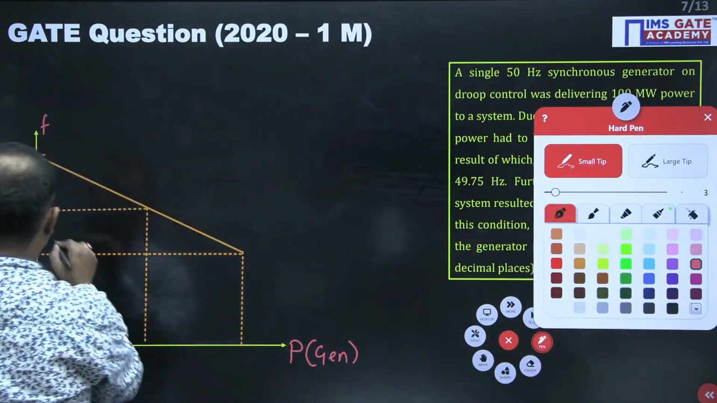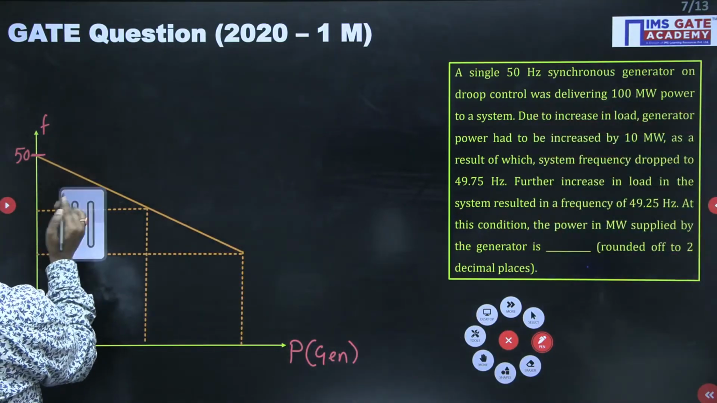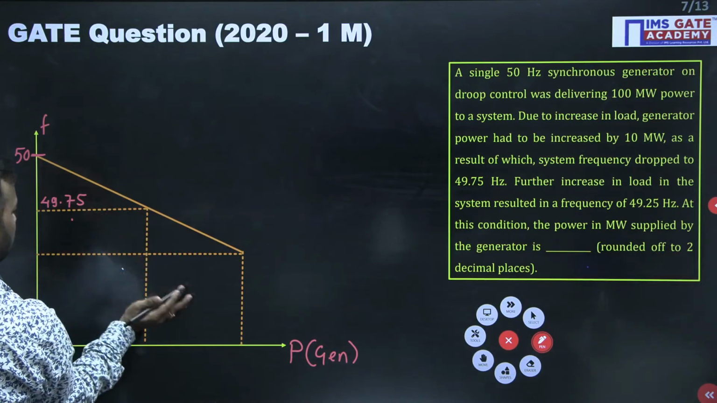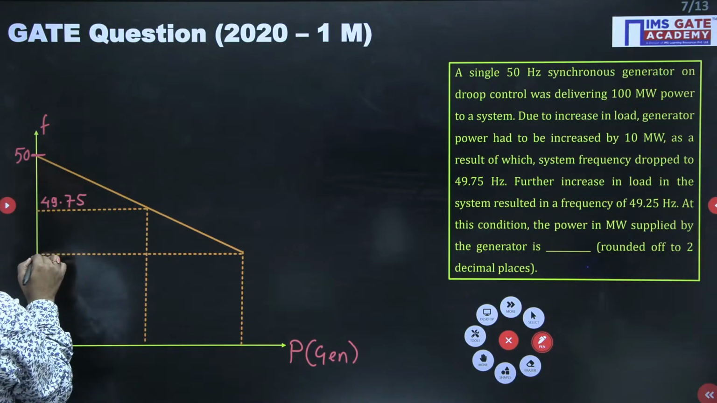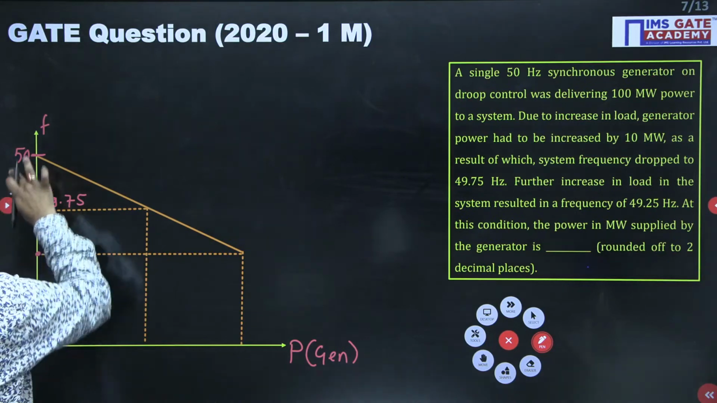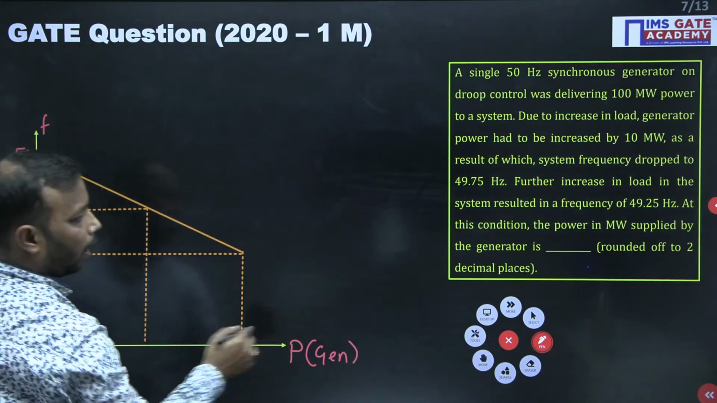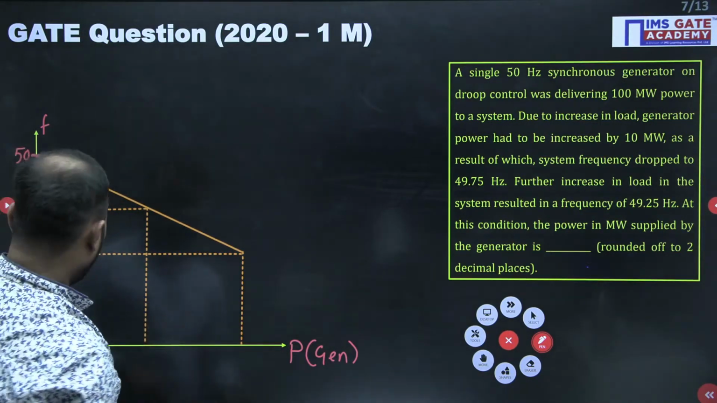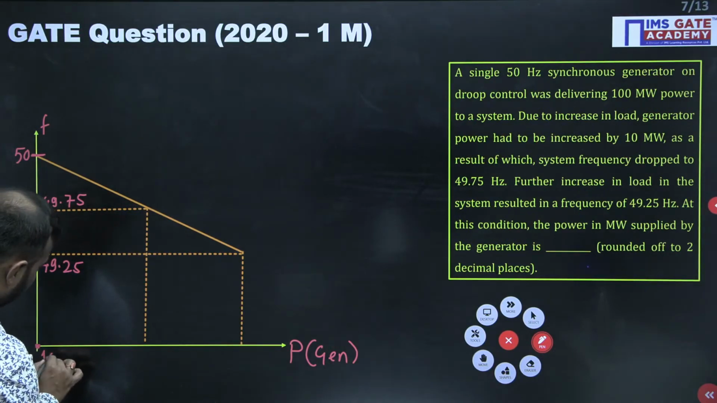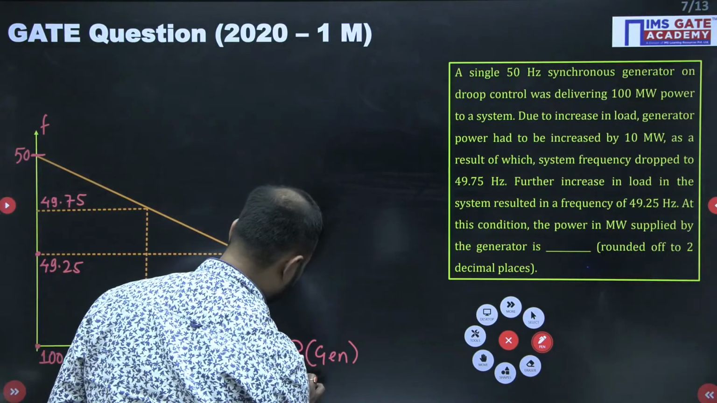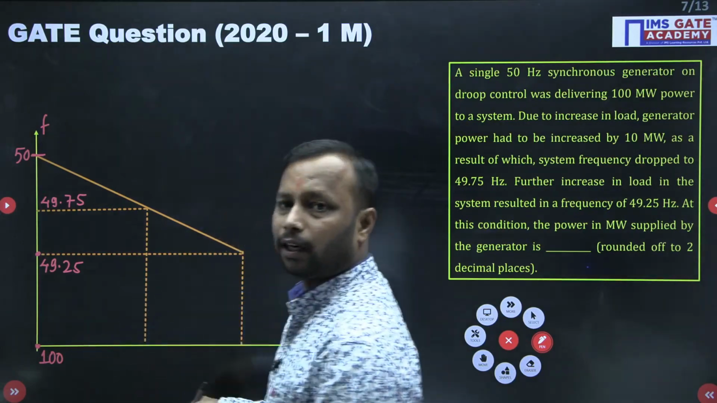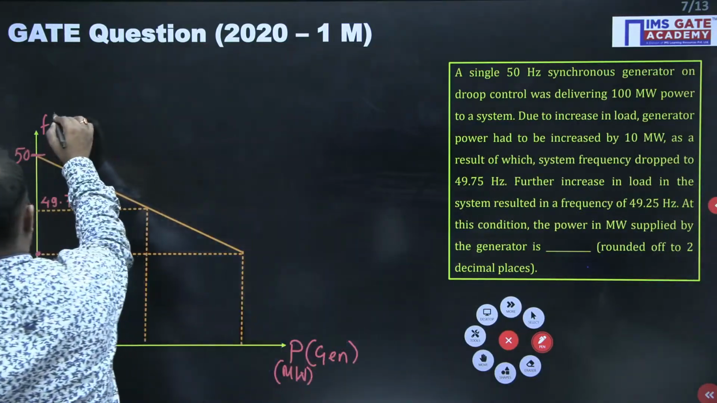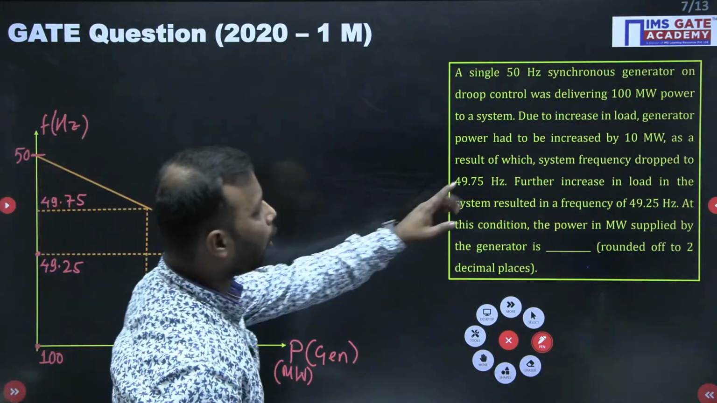Okay, so this is 49.75, this particular frequency. And this frequency is 49.25, and here you have a load of 100 megawatt. Let me write here megawatt, this axis is in megawatt. Now, when you have a frequency of 49.75 hertz, then your load was increased by 10 megawatt.